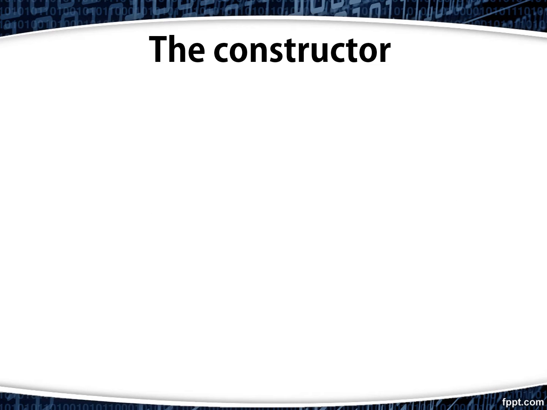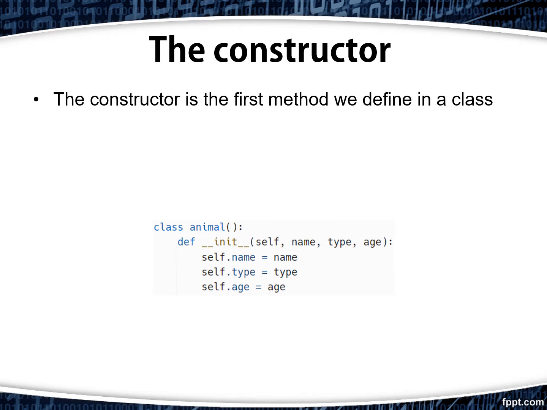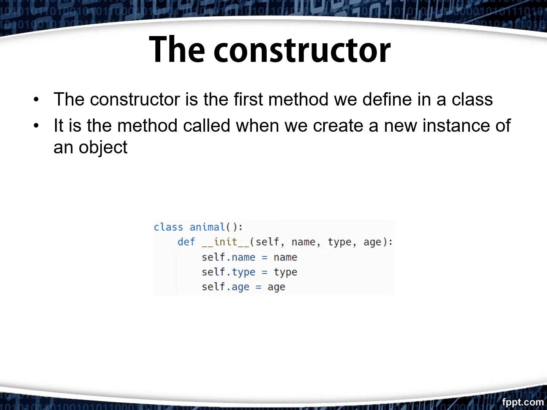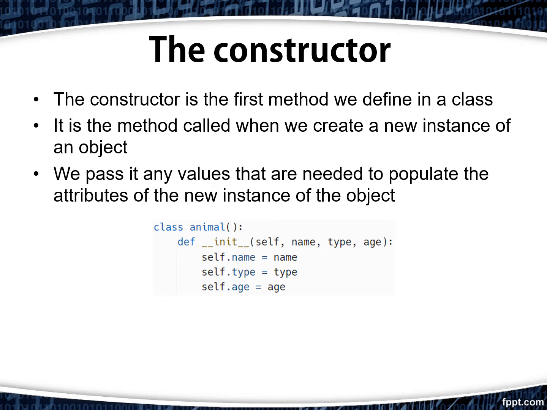The constructor is the first method we define in a class. This is the method that is called when we create a new instance of an object. We pass it any values that are needed to populate the attributes of the new instance of the object.